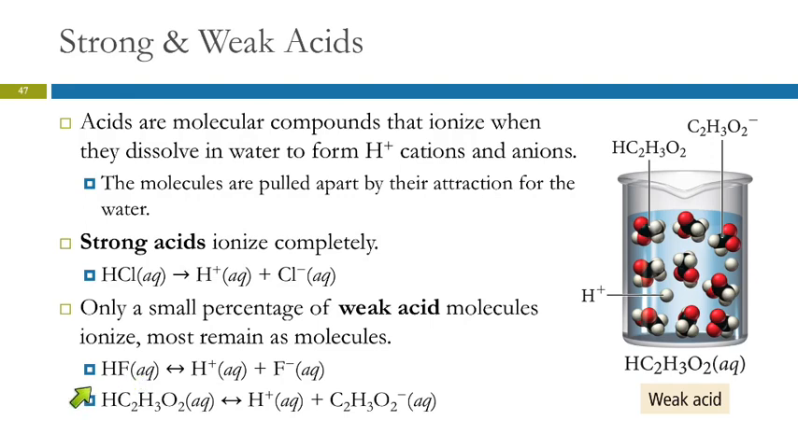So what we have with acetic acid, we've got a picture here. If you were able to look at the particles in the solution, you would see that most of them are the intact acetic acid molecules. Only a few of them are hydrogen ions and acetate ions. So it does form ions, but only a few ions. It's a weak acid. It ionizes weakly.